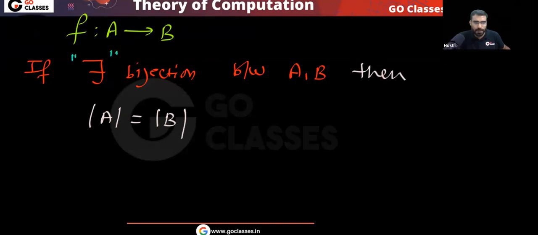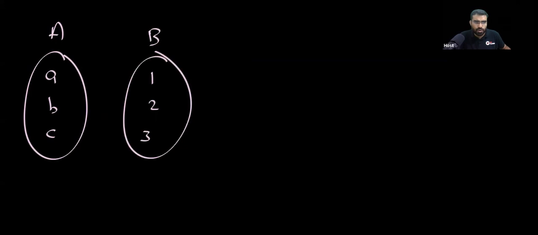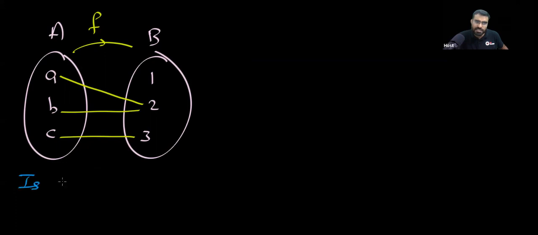So if there exists a bijection between A and B, then their cardinality will be the same. Yes or no? Let me give you this set A. In this set A, you have 3 elements. Let me give you this set B. Now let me give you a function. Consider this function. Tell me, is F a bijection? The answer is no.